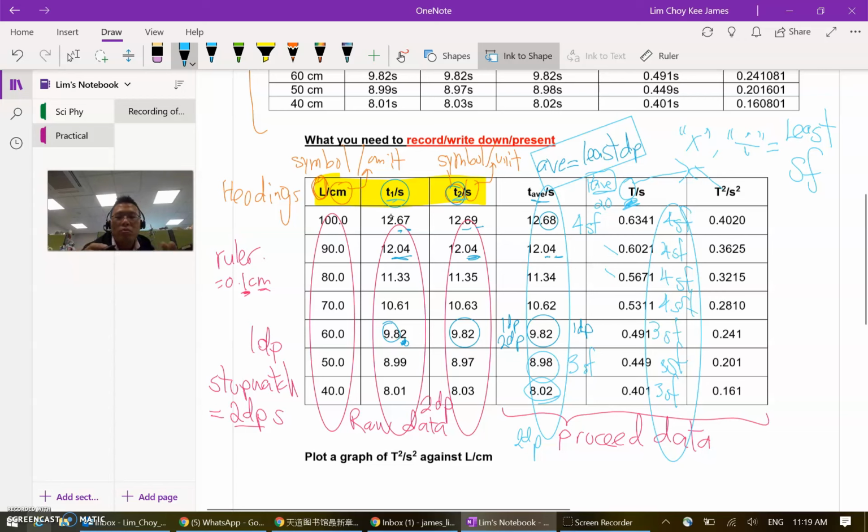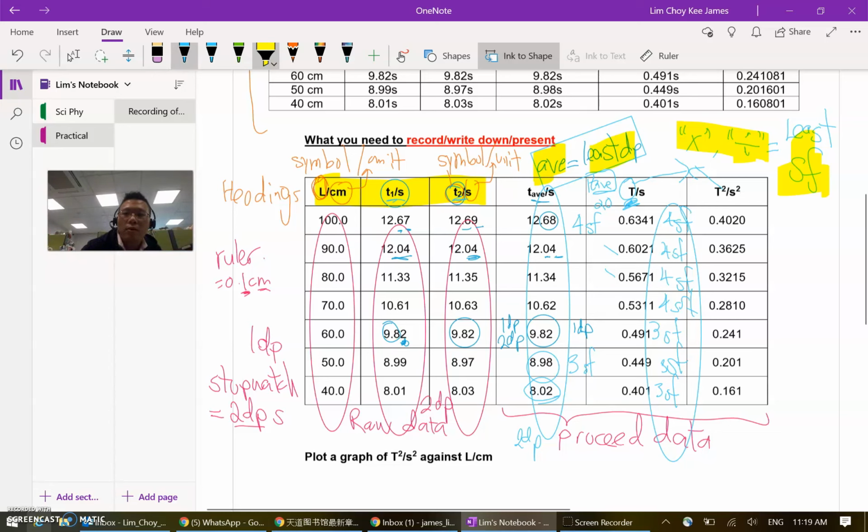Remember, the rule that we are referring to is that process data is recorded according to the accuracy of your raw data. For multiplication and division, we are looking at the least SF. If I'm looking at averaging, I'm looking at the least TP. So this is what we call the protocol, or the process, that we are looking for.